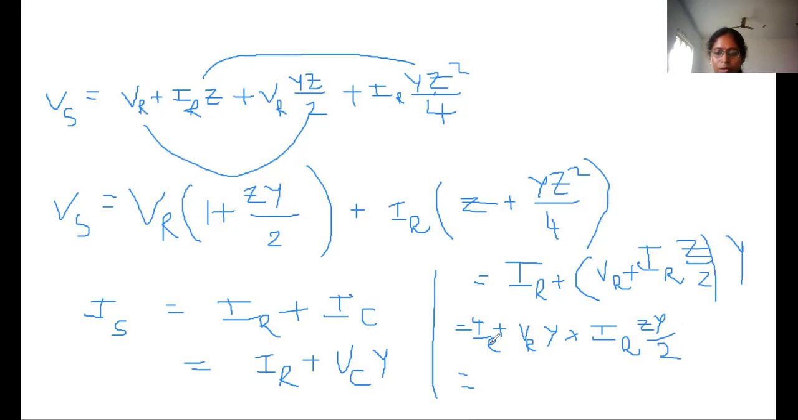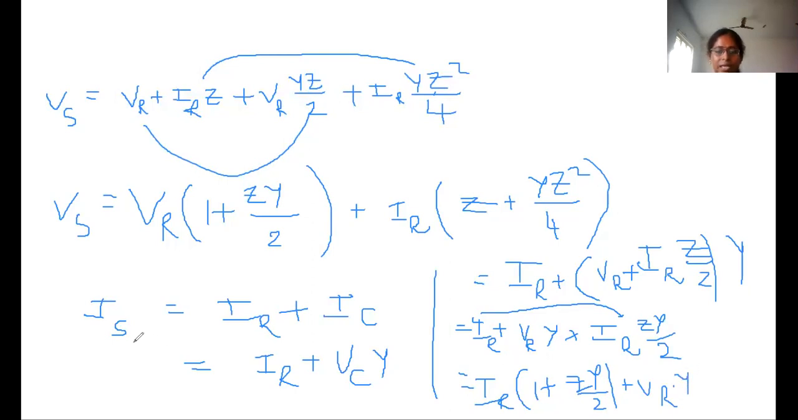In the two terms Ir is common here. So common Ir with these two terms is 1 plus ZY by 2, plus the Vr term, Vr into Y.